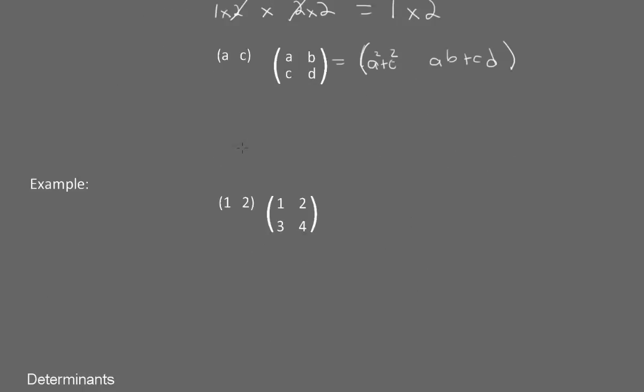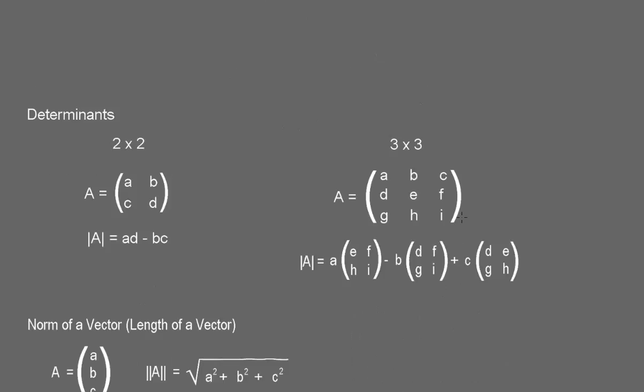And we can look at a numerical example of this. Let's suppose we have a 1 by 2 matrix of 1, 2, and a 2 by 2 matrix of 1, 2, 3, 4. Again, we cancel these terms, and we're going to get a 1 by 2 matrix. The first term of that matrix would be 1 times 1 plus 2 times 3, which is 7. And our second term would be 1 times 2 plus 2 times 4, which is 10. So we get the matrix 7, 10, which is a 1 by 2 matrix.